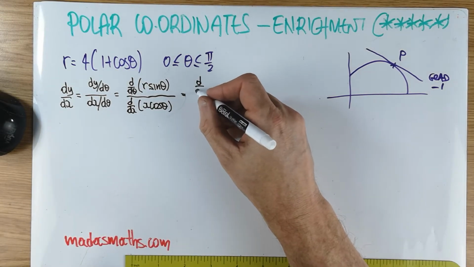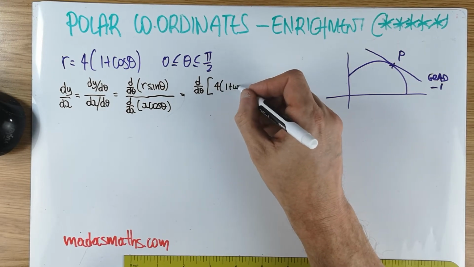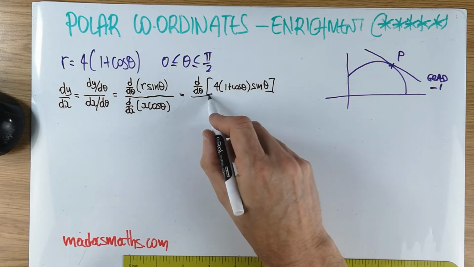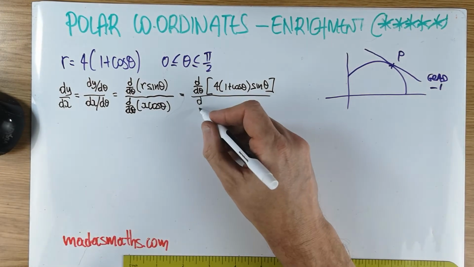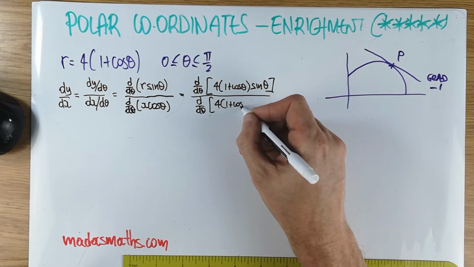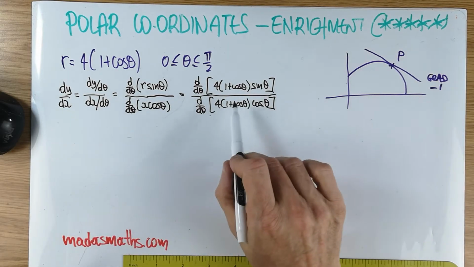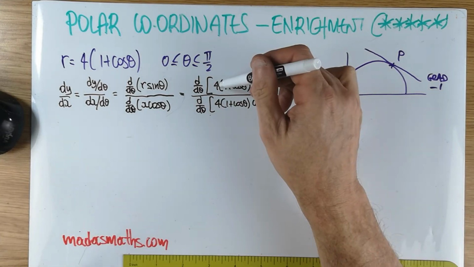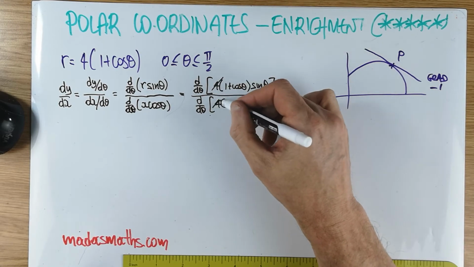So d by d theta of r, which is 4 bracket 1 plus cos theta, multiplying a sine theta. And at the bottom, I wrote dy by dx there, sorry, d by d theta is meant to be there. D by d theta of 4 (1 plus cos theta), that's my r, but this time it gets multiplied by the cos of theta. Okay, careful, this is not a quotient rule. It's separate differentiations on top and bottom. This 4 is a multiplicative constant. I can move it to the front of either of these differentials and cancel it. So this I can throw away.